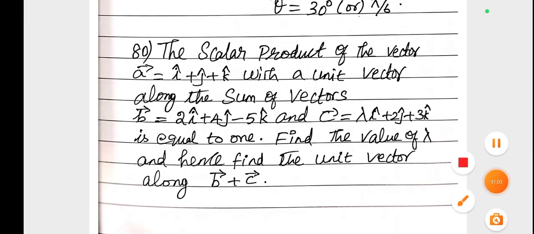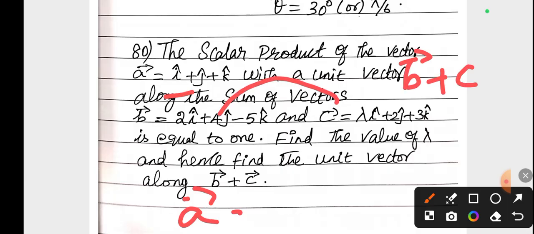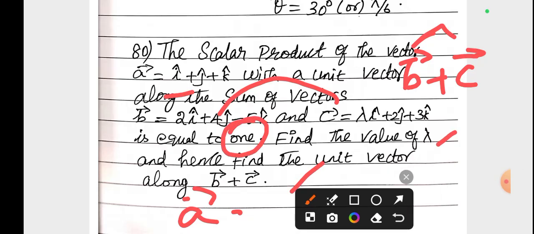And this sum, the scalar product question, children, was there in the book, in the miscellaneous exercise. Same question now: scalar product of A vector with the unit vector along the sum of the vectors. A vector dot the unit vector along the sum of the vectors. The sum of the vectors is B vector plus C vector, and for that unit vector you write the cap. Sum of B and C, cap, that is equal to 1. You have to find lambda, then find the unit vector along B plus C.